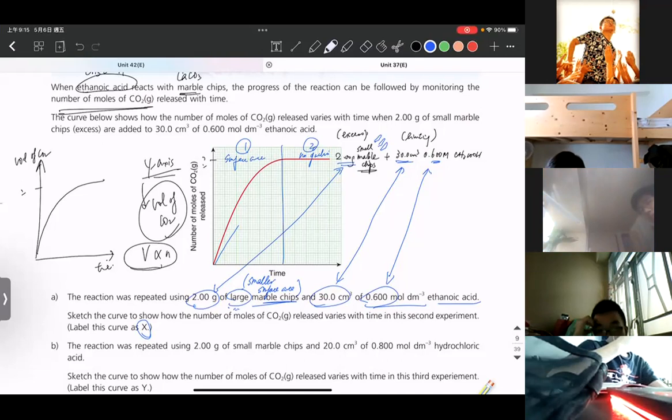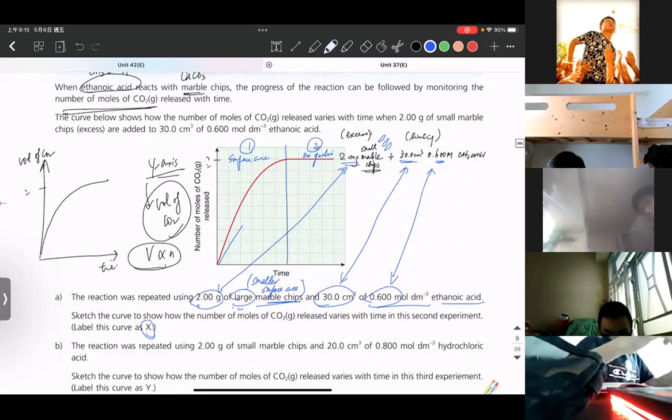Okay, so this one should have more surface area. The small marble chips have a larger surface area. So this is a smaller surface area, which means that the rate of reaction will become smaller. So you are going to put a graph like this, okay?